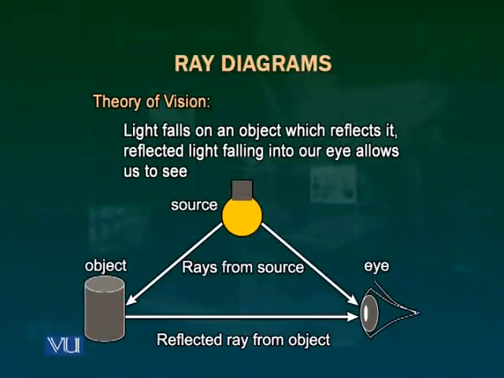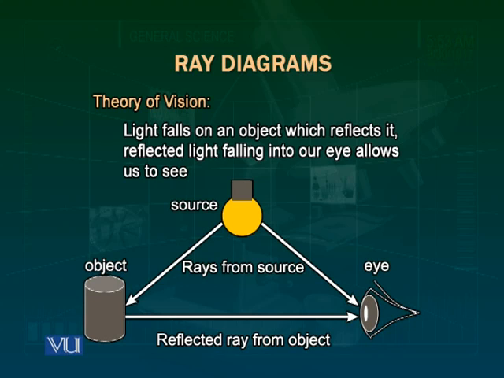Now, what is the theory of vision? How do we see things? You can see me. Why? There are a couple of lamps in these studios which are shining light on me. This light is striking me, it is being reflected by my body, and this is falling into your eyes, and you can see it just like in the diagram on your slides.